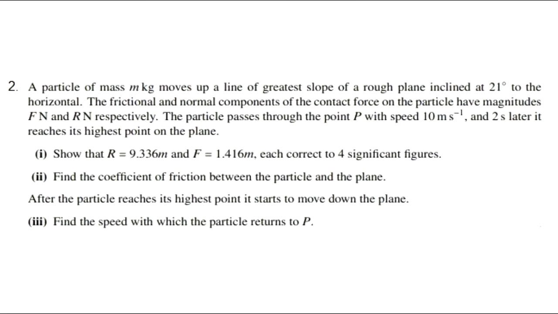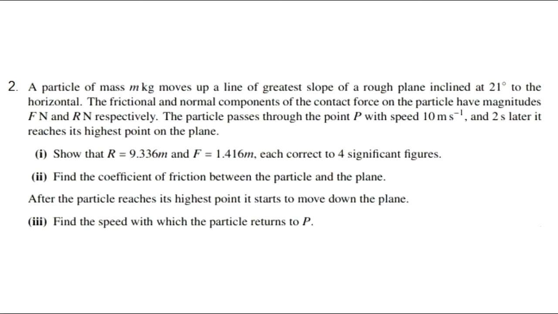The second question. A particle of mass m kg moves up a line of greatest slope of a rough plane inclined at 21 degrees to the horizontal. The frictional and the normal component of the contact force on the particle have magnitudes F newtons and R newtons respectively. The particle passes through the point P with speed 10 meters per second and 2 seconds later it reaches its highest point on the plane. First, show that R equal to 9.336 and F equal to 1.416, correct to 4 significant figures. Second, find the coefficient of friction between the particle and the plane.